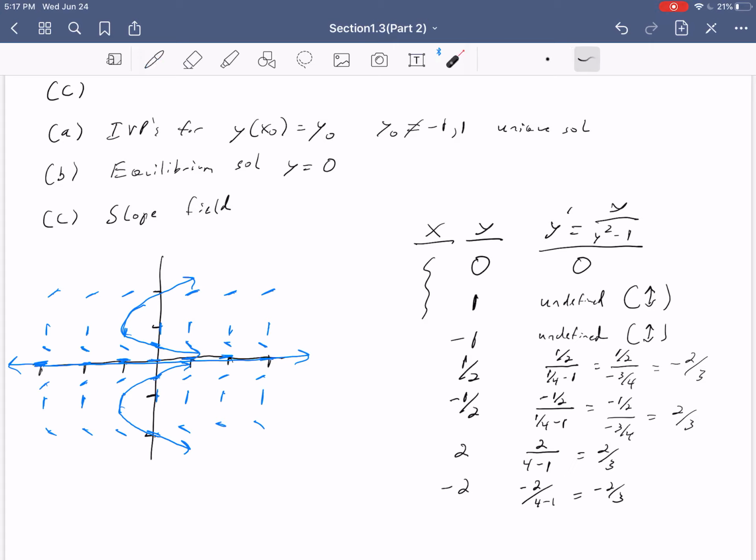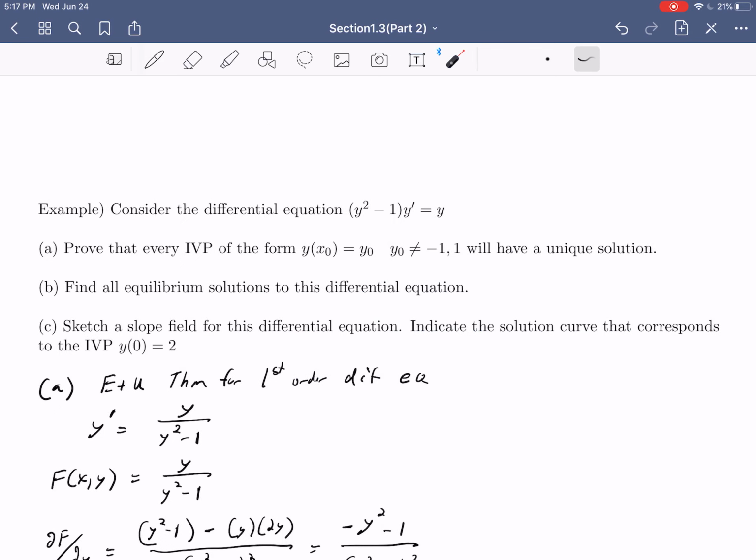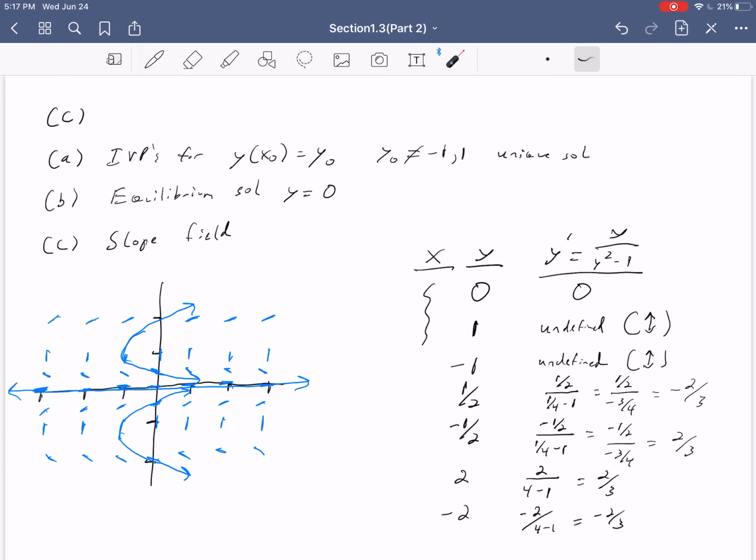So it looks like what we basically have are solutions that are different parabolas stacked on their sides like this, and that fit in underneath that y equals 0, and then also above that y equals 0. We wanted to find one particular one. Let's just go back and see. We wanted to find the one that corresponded to y of 0 equals 2. So that would be this guy that I already sketched here. This guy goes through there, and we can see that he would follow that picture. So that would be the solution curve that corresponded to the IVP. This is the unique solution to y of 0 equals 2.